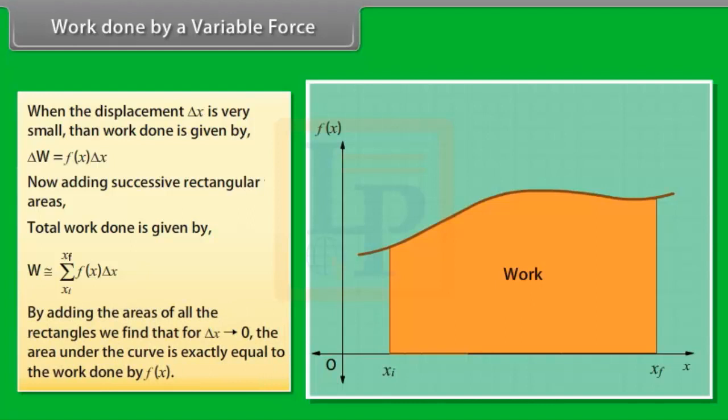By adding the areas of all the rectangles, we find that for delta x tends to 0, the area under the curve is exactly equal to the work done by F(x).